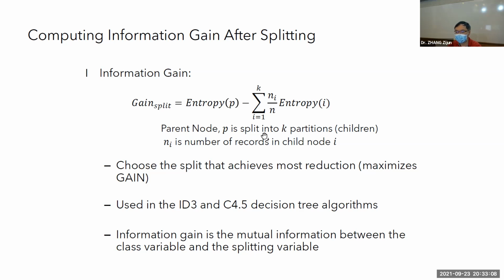So at the parent node, P is split into K partition children, and Ni is the number of records in each node i. By using the entropy, we want to choose the split that achieves the most reduction. That means having the highest gain. This entropy or information gain strategy is widely utilized in the ID3 and C4.5 decision tree algorithms. And the information gain is the mutual information between the class variable and the splitting variable.